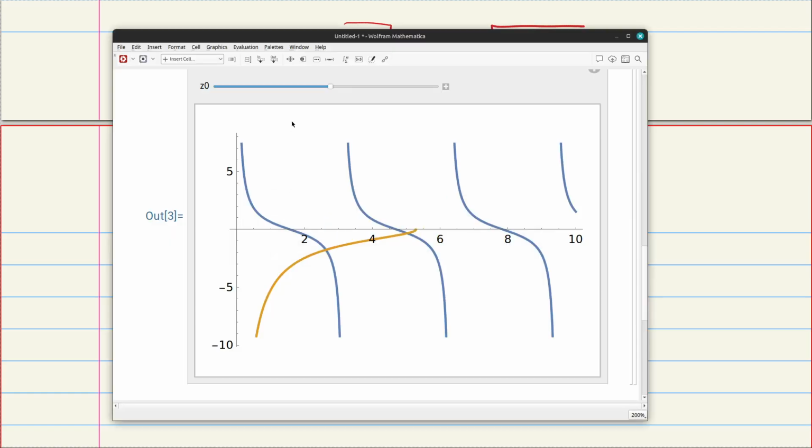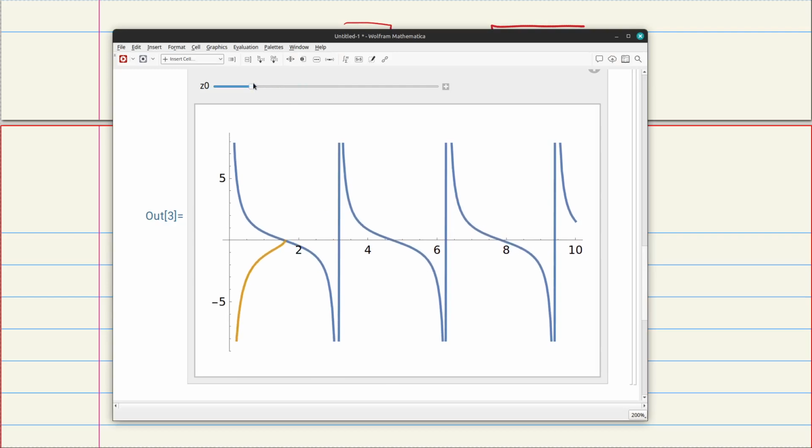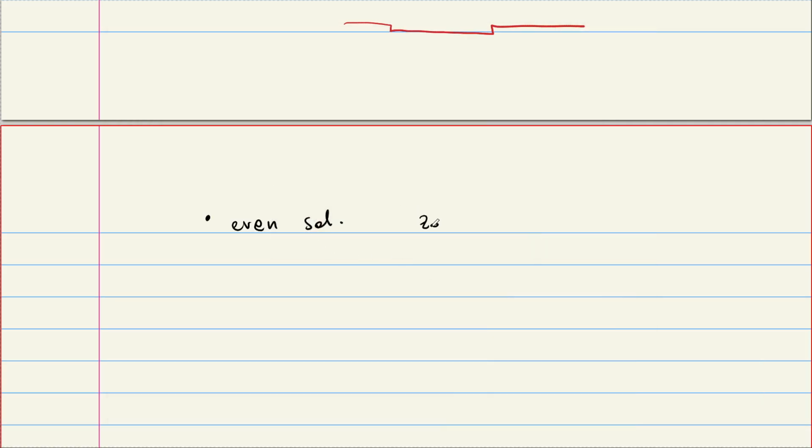So let me write this. Even solutions. I think I also had a condition here. You need to have this Z0. So this is 0, I think this is pi, and the middle is pi over 2. Z0 needs to be bigger than pi over 2 for this solution to exist. Okay, this is the odd solution, sorry.